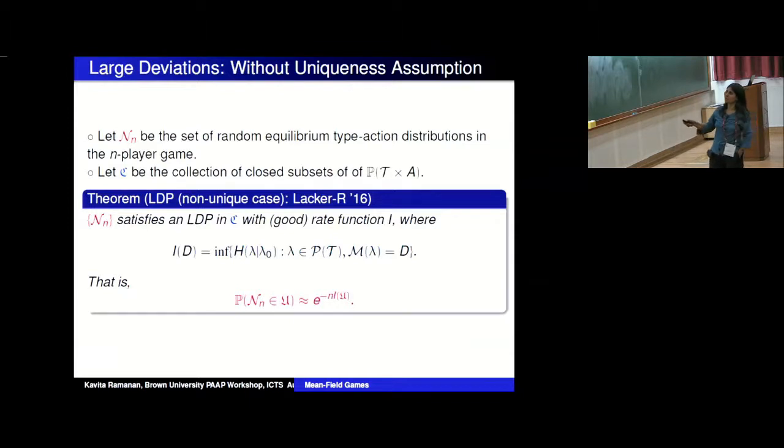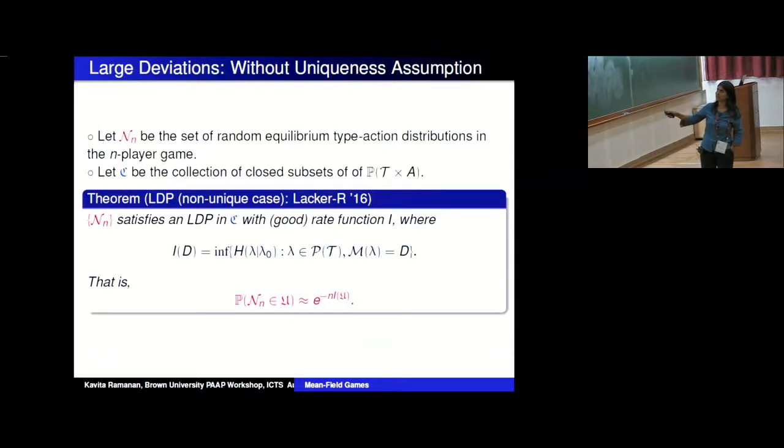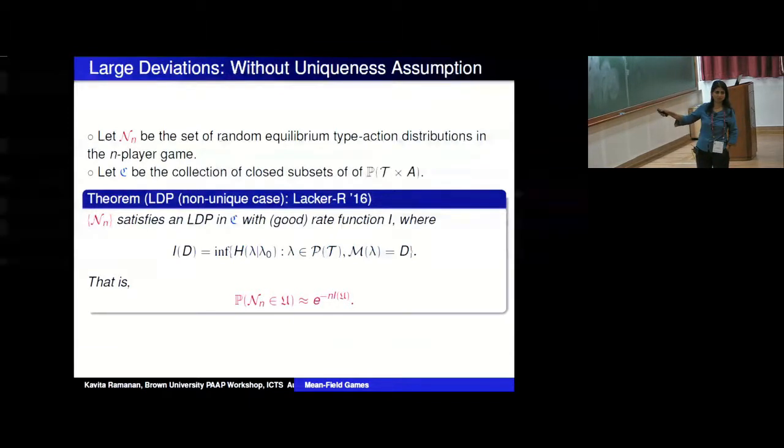First let me just say C is a collection of closed subsets of probability measures. Now I'm going to say that N_N satisfies a large deviation principle. This turns out to be a closed subset of probability measures in T cross A. So it satisfies an LDP in this collection of closed sets with a good rate function I, where this rate function is given explicitly in this form.